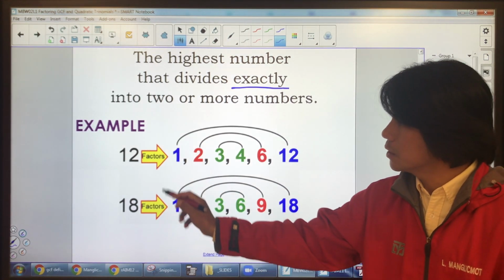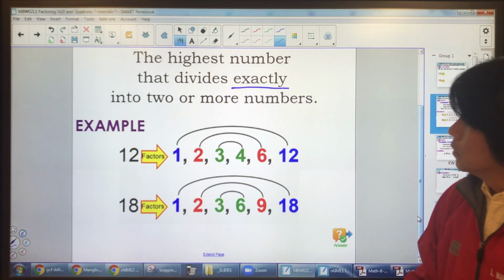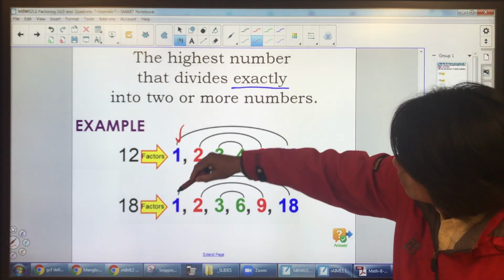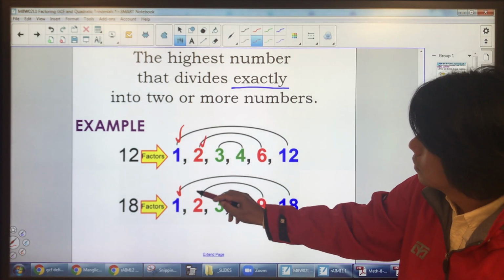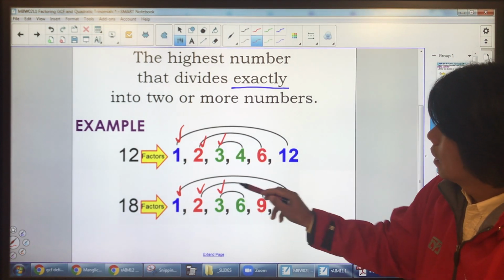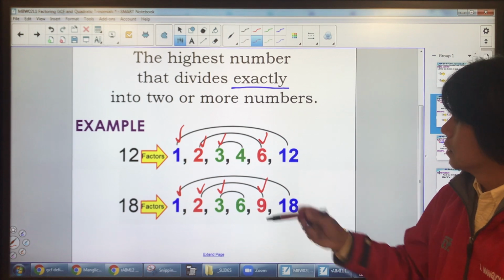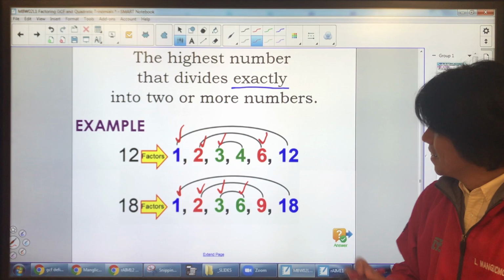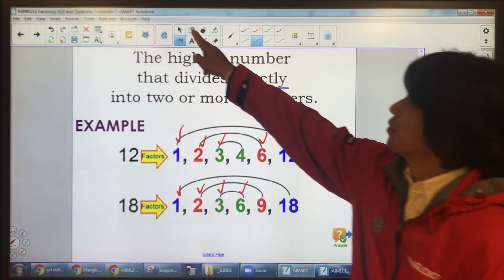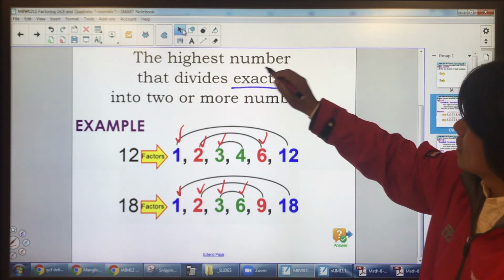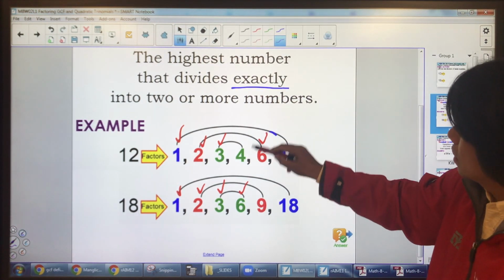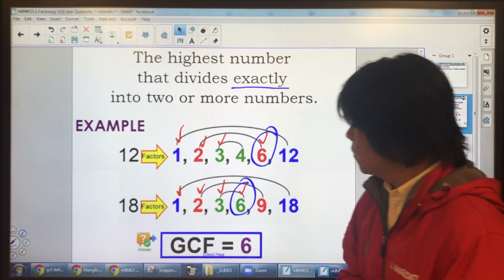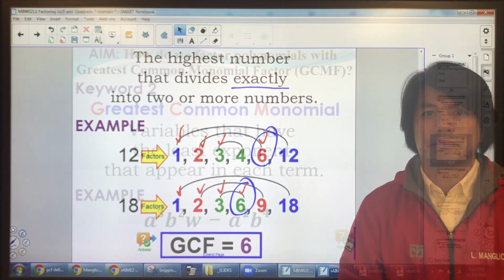You remember the factors of 12 and 18? So notice what they have in common. They both have 1 right there. They both have 2 right there. 3 and 6. Oops, and 6. Got it? Now, what's the GCF? The GCF is the greatest, meaning it's the biggest number here, which is 6. So the GCF here is 6.